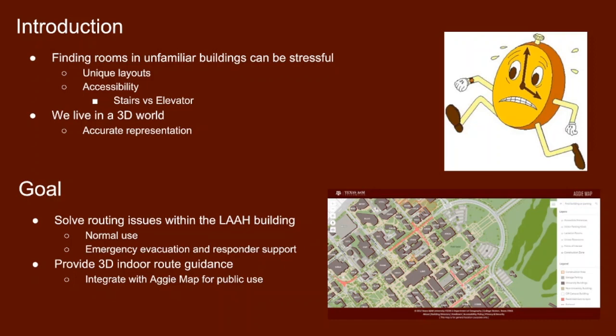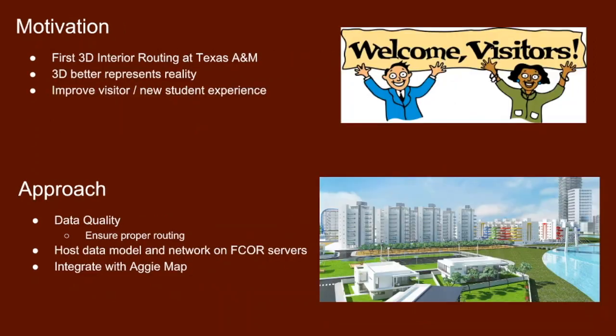Our goal was to solve these routing issues by using 3D methods and using the Liberal Arts Building as our test subject. And we had two different reasons in mind. The first would be for normal use for students who are new to campus or unfamiliar with the location, and also for emergency evacuation purposes and support of first responders. And when making this 3D map, we wanted to incorporate it into the already made Aggie map for public use.